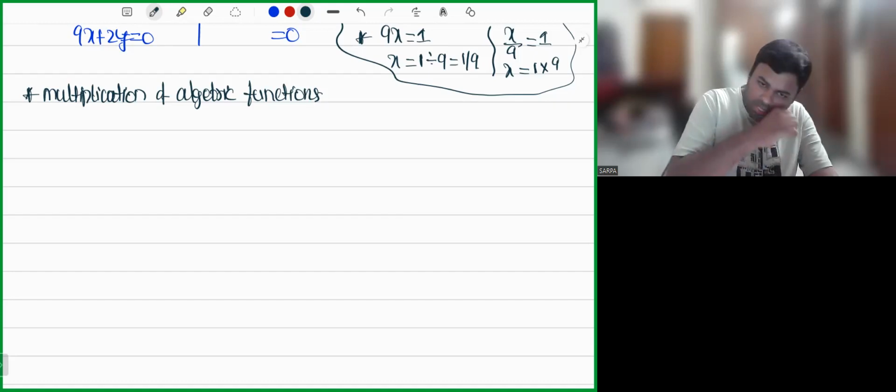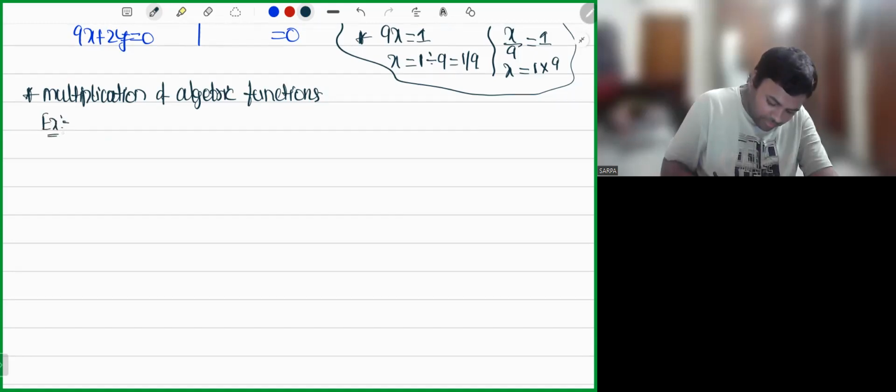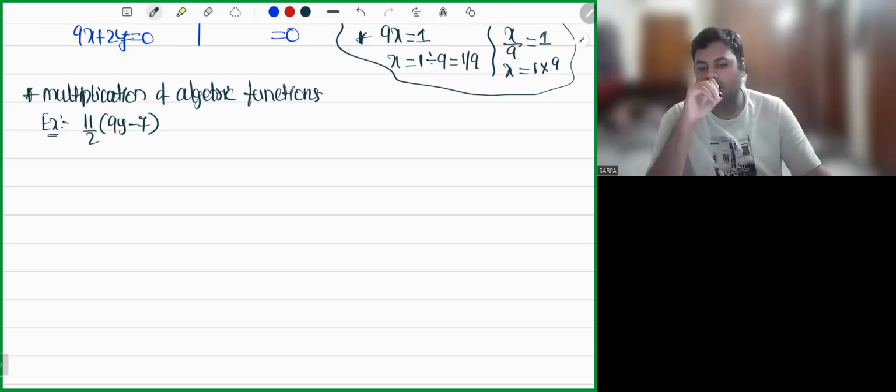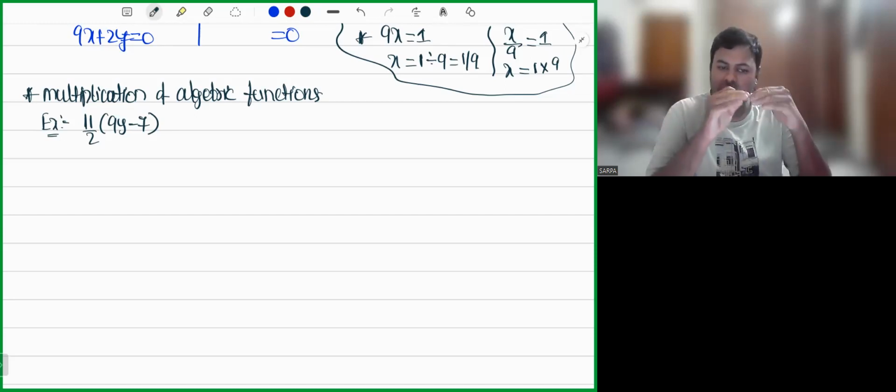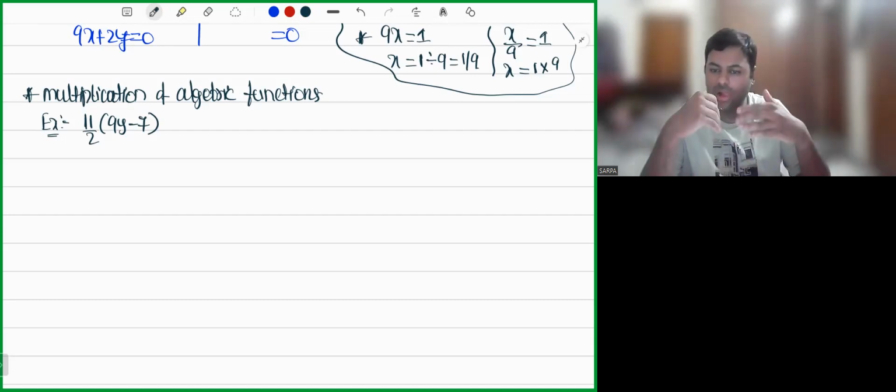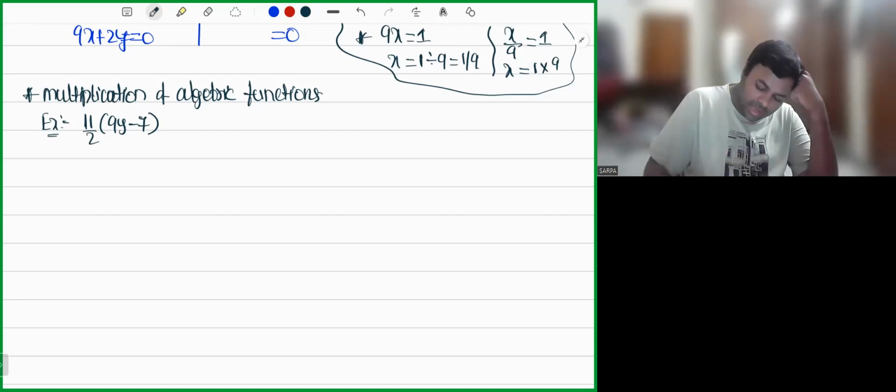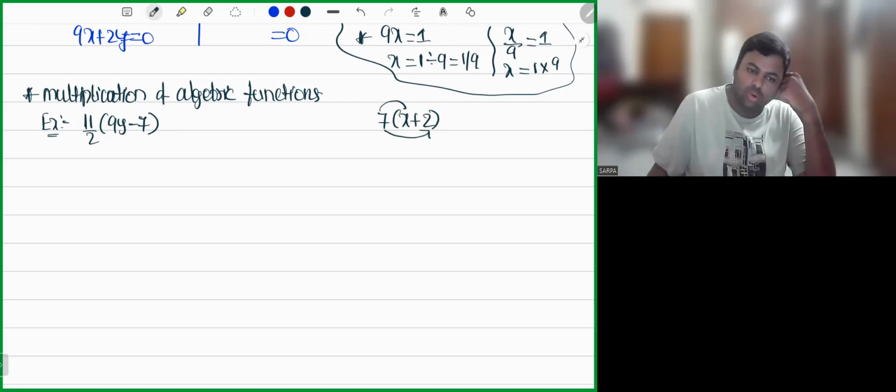Now, let's see multiplication of algebraic functions. Say, for example, I'm having 11 by 2 into (9y minus 7). Now, how will we do? Before that, let me teach you regarding brackets. Whenever any bracket is given, my dear friends, it implies the number should be multiplied to all the terms in the bracket. Like I'm having 7 into (x plus 2). 7 will be multiplied with x, and 7 will be multiplied with 2 also.